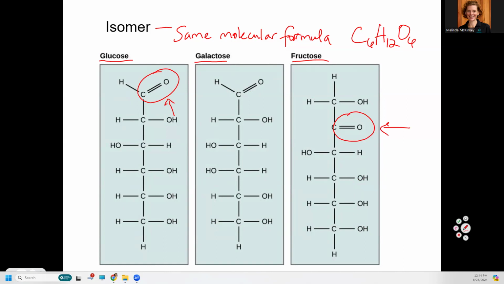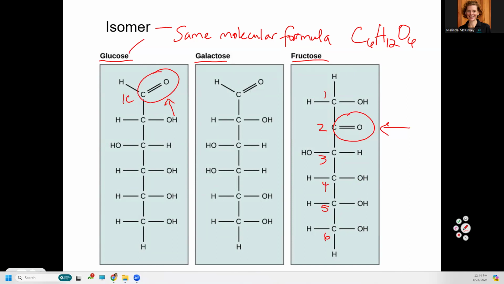So if we number the carbons from the top to the bottom, the first carbon, second carbon, third carbon, fourth carbon, fifth carbon, sixth carbon. Over here in glucose, the first carbon is where we have the double bond to the oxygen. Over here in fructose, we have the double bond to the oxygen here.